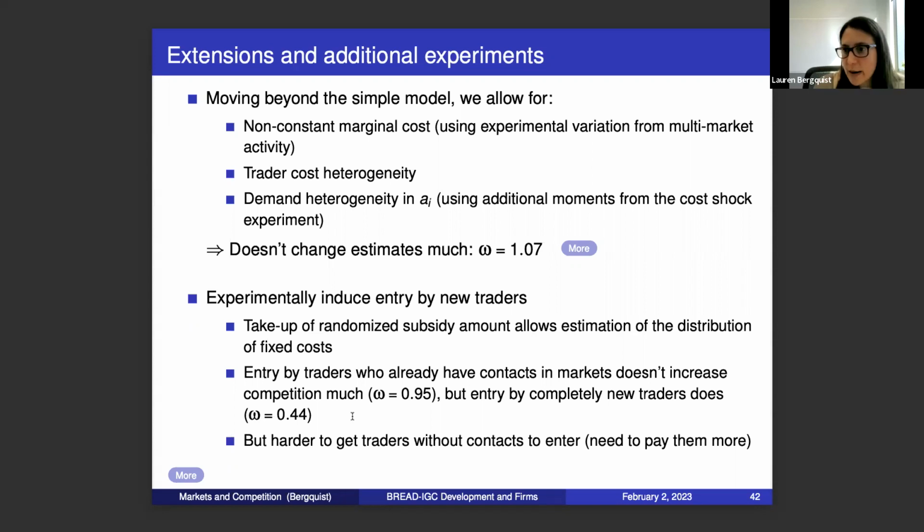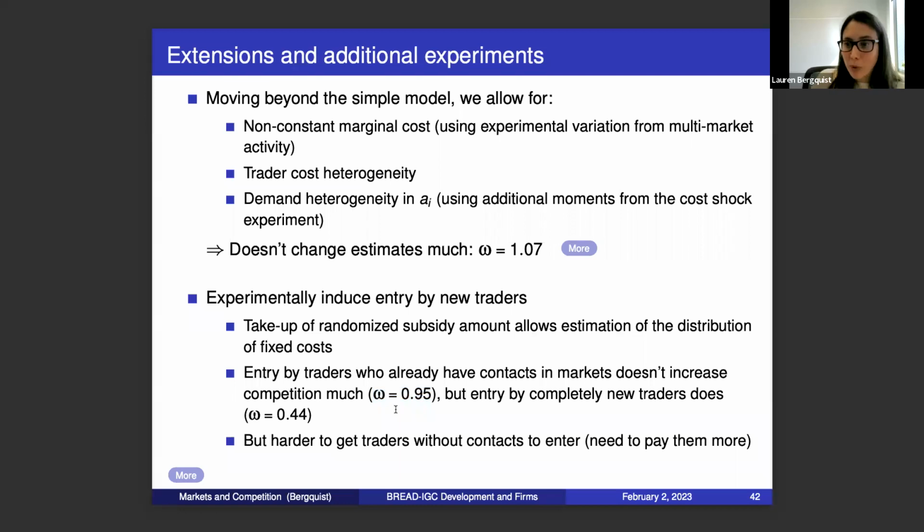We see this heterogeneity by this feature I mentioned before. Do traders have contacts in the market? Okay, so when they already have contacts in the market, you can see it's really not changing omega much, right? Going from 1.07 to 0.95. So you can reject Cournot competition, and you clearly cannot reject collusion at 1.